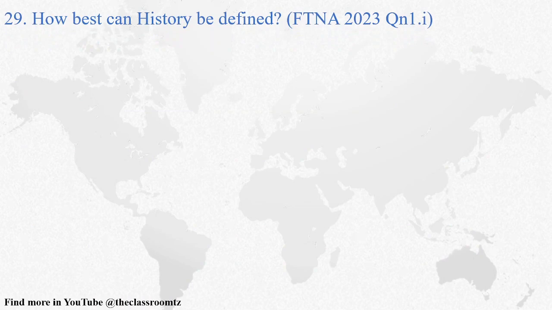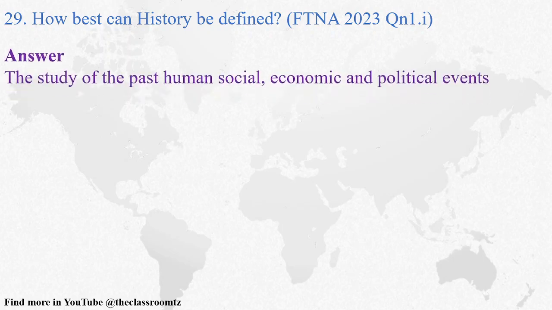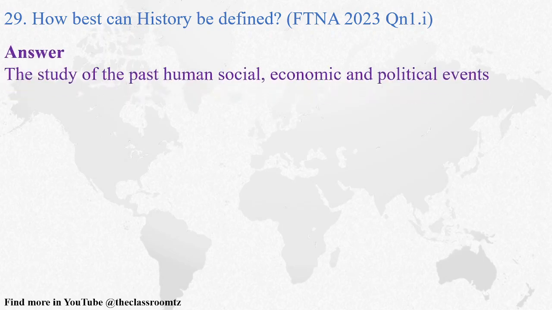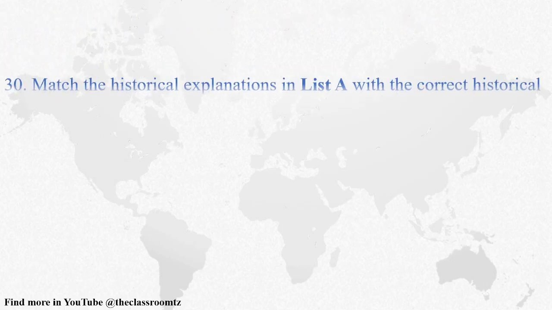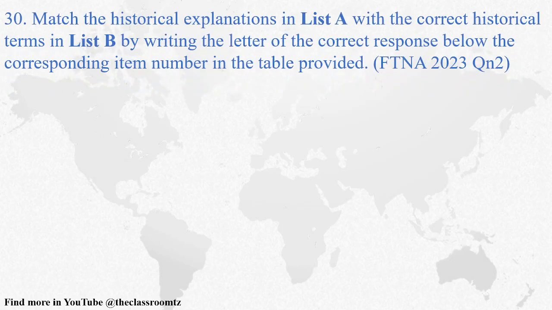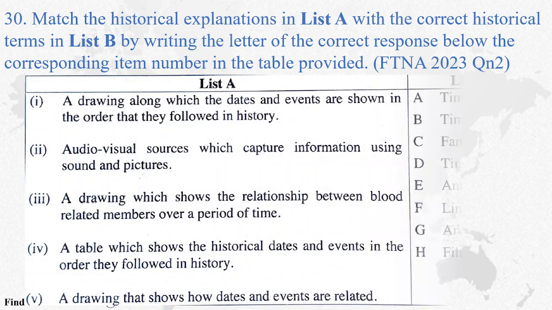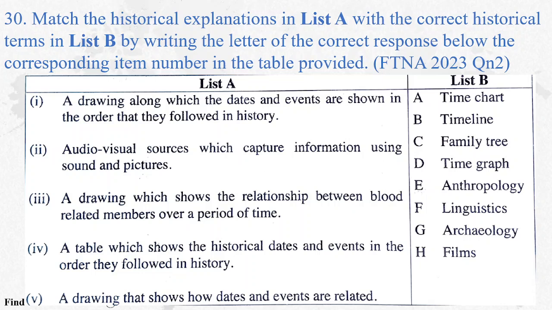How best can history be defined? That was 2022, multiple choice. The study of past human, social, economic, and political events. I'm sure all of us will understand this, my dear viewers. Then we have this matching item of 2023. List A, list B. When you check there, list B is all about determining dates, and some sources of history.